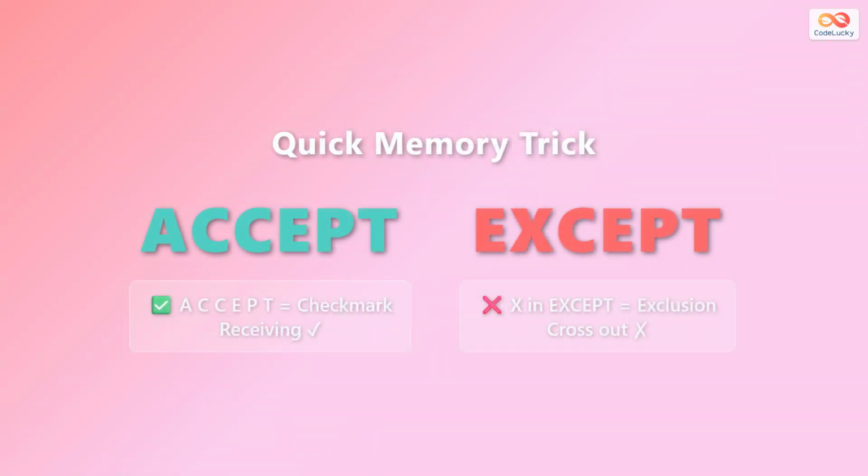Here is a helpful trick to remember the difference between these two words. In the word accept, look at the beginning. The letter A comes before the letter C, and C think of it like a check mark, which means yes or approval. Accept is about receiving and saying yes. In the word accept, look carefully. There is an X in the middle of the word. The X looks like a cross or a cancellation mark. Accept is about leaving something out or excluding it, like crossing it off a list.